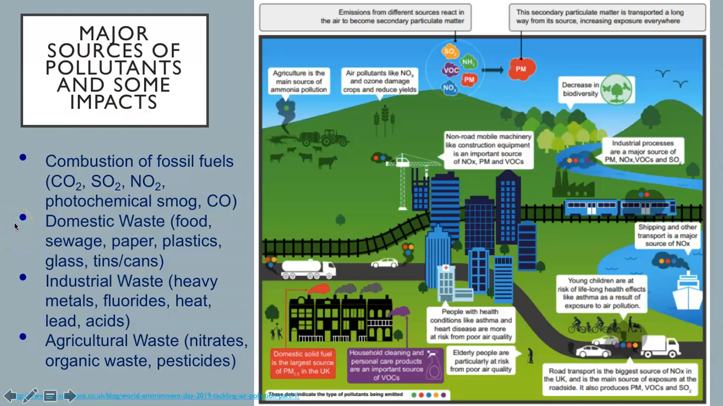Domestic waste includes food and sewage, waste paper, plastics, glass, tin, and cans. Industrial waste includes heavy metals, fluorides, heat, lead, and acids. Agricultural waste includes nitrates, organic waste, and pesticides. These pollutants are associated with poor air quality, and they negatively impact both human health and the environment.